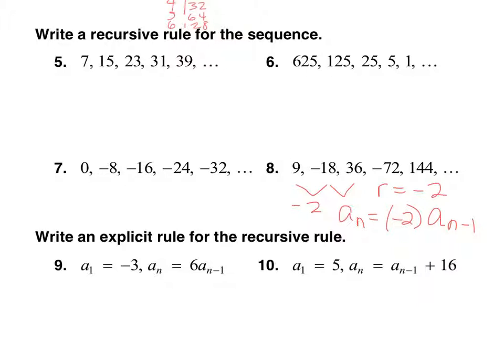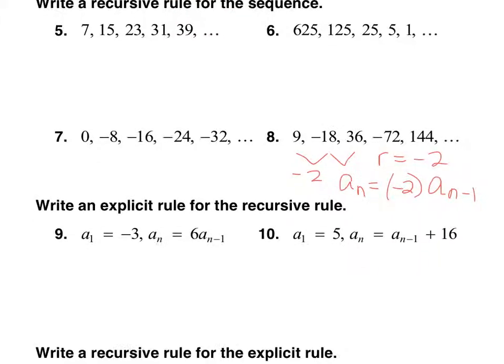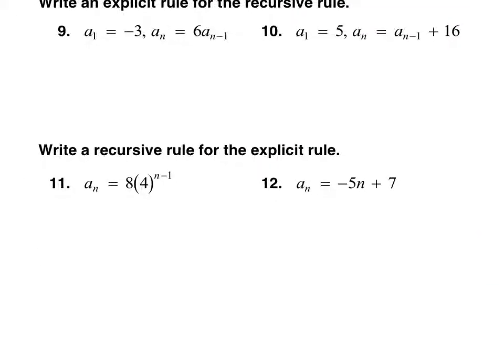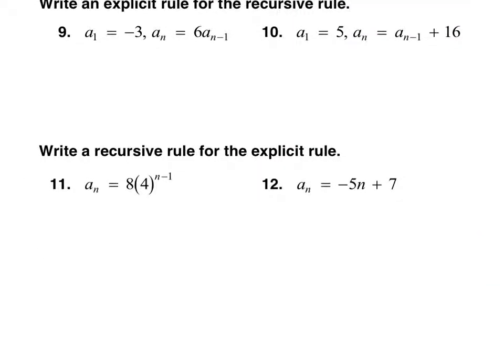That's all it says. And then we get to number 9 and 10, write an explicit rule for the recursive rule. And if you look back on your notes, it's exactly like 9 and 10 on the back of your notes. So I'm not going to do another one of those. It's the exact same process. And then when we look at 11 and 12, they're exactly like 11 and 12 on your notes. So again, I'm not going to do another example. Go ahead and finish your classwork and get ready to take your test.